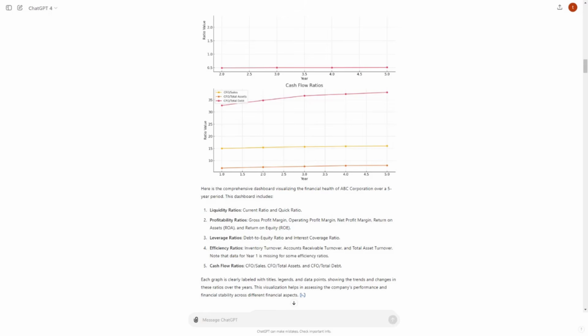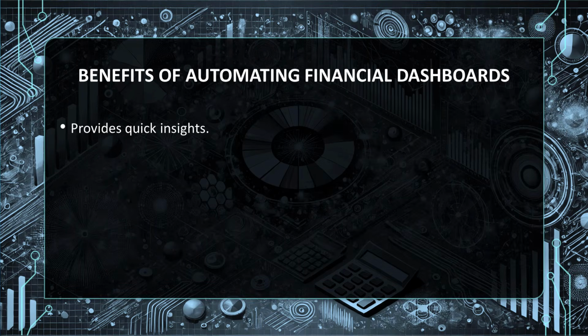Once these charts are created, they can be copied and pasted into PowerPoint or other presentation tools. Although the formatting and presentation of the charts aren't perfect and can be improved if created manually in Excel, this method still provides a useful way to quickly gain insights. The charts clearly outline the trends in various financial ratios.